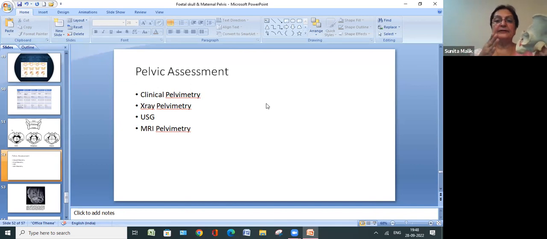The bigger hand will reach the sacral promontory and the smaller hand will never reach. So you should know how much is the distance between the tip of your middle finger and the joint, so that you roughly know your diagonal conjugate. If it is smaller, it is a contracted pelvis, not otherwise. The other thing is, once you've introduced the finger, please don't take it out.